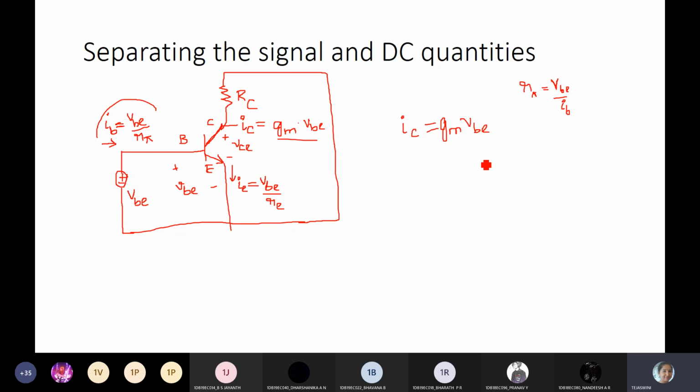So IB is VBE by R pi. Always the base resistance is R pi with respect to the base current. And the last expression you are supposed to remember is IE. IE is equal to VBE by RE.